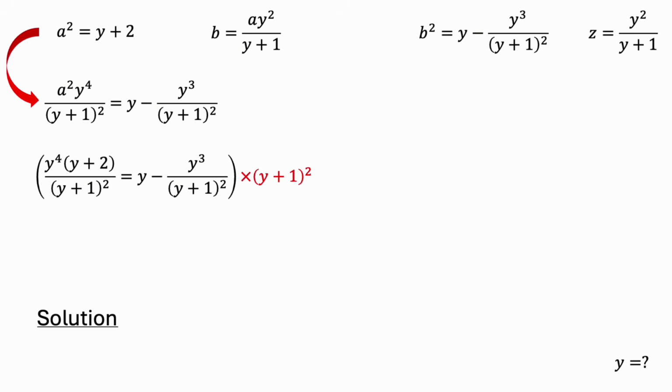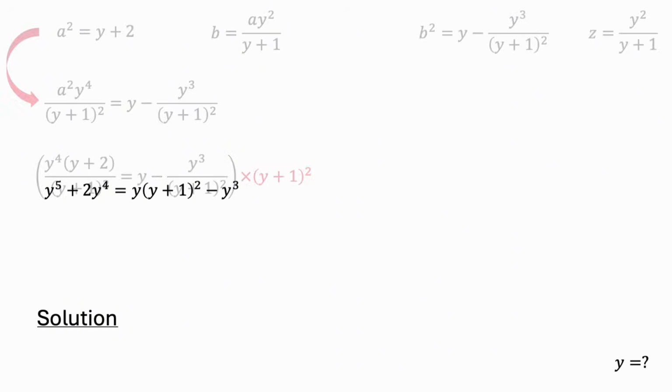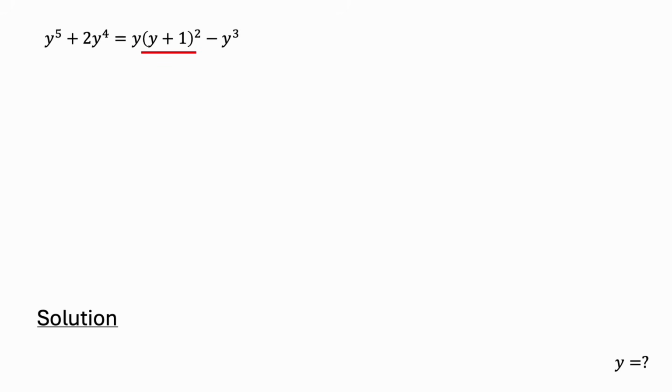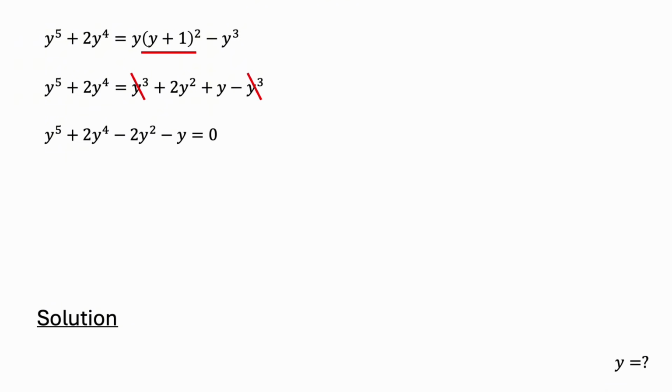Next, we multiply both sides by y plus 1 whole square to obtain y to the power 5 plus 2y to the power 4 equals y times y plus 1 whole square minus y cubed. Expanding the brackets gives us y to the power 5 plus 2y to the power 4 equals y cubed plus 2y squared plus y minus y cubed. Y cubed cancels out, and we are left with y to the power 5 plus 2y to the power 4 minus 2y squared minus y equals 0.